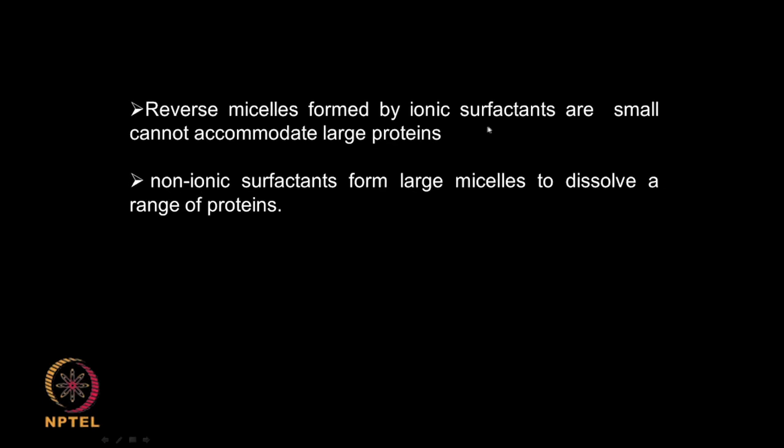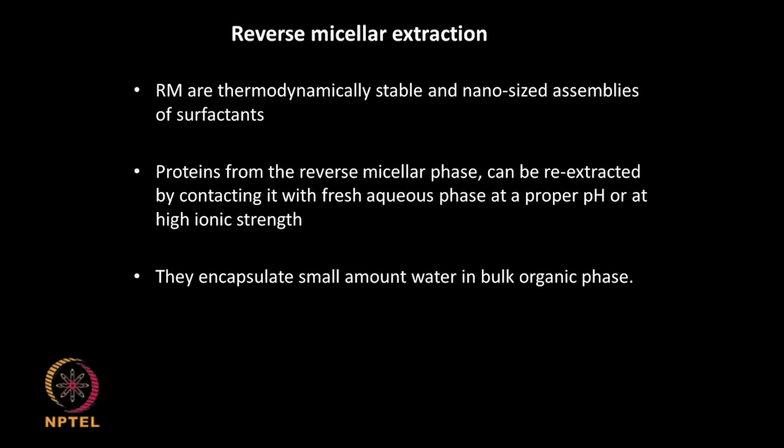Reverse micelles formed by ionic surfactants are small, so they cannot accommodate larger proteins, whereas non-ionic surfactants can form large micelles, so we can have a larger amount of proteins. So if I have non-ionic surfactants, then I can have larger micelles, but then I may select ionic surfactants based on whether the protein has a net positive charge or negative charge, so that the capture of those proteins by the surfactant is also enhanced.